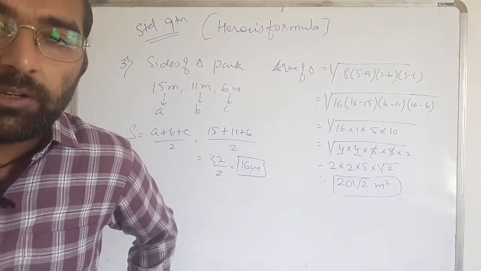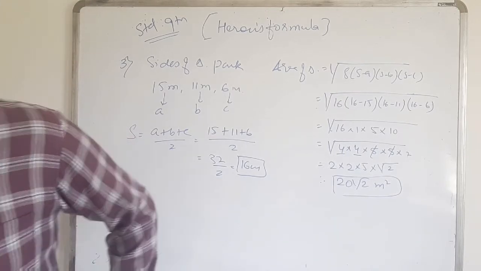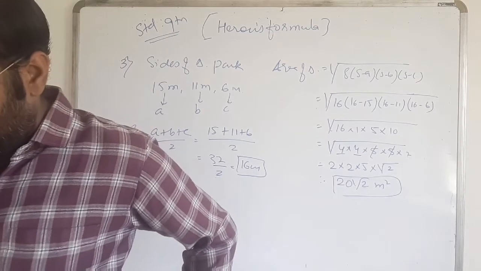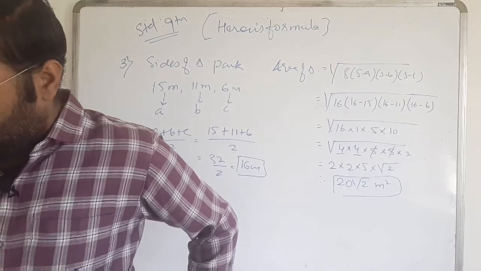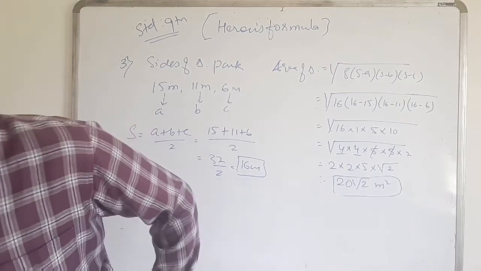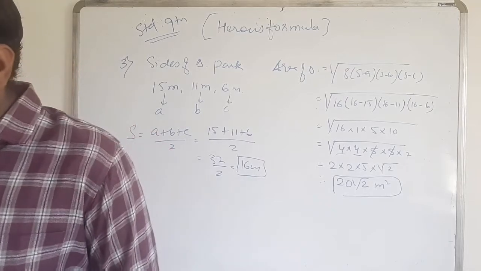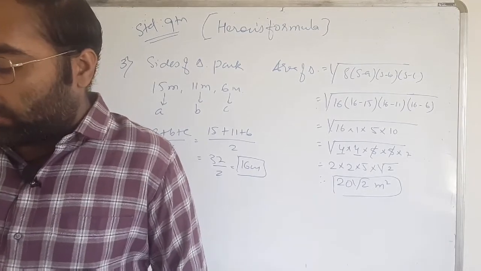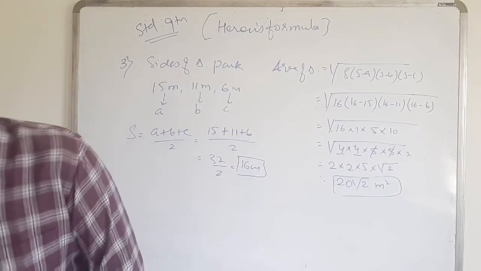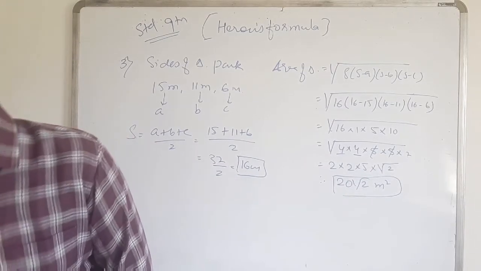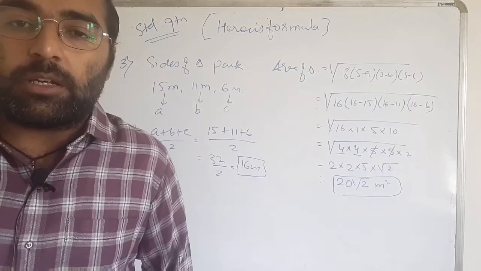Two more questions are given in your textbook, students, that is triangular walls for the flyover. And another one is the triangular park. And another question is related to a traffic signal board. So these three questions we will see in the next session.